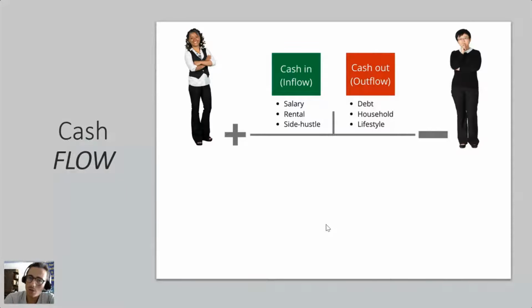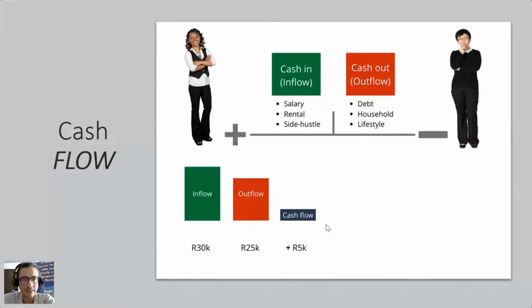Versus Michelle, who earns the same as Sherry, but has exceeding expenses. She has lifestyle, luxury, she goes on travels. Now, what we can notice here about Sherry is that the inflow of money coming in, her salary, her side hustle, her rental income, is greater than the money going out of her bank account. So the inflow is greater than her outflow, meaning she's left with cash flow positive of 5,000 rand.